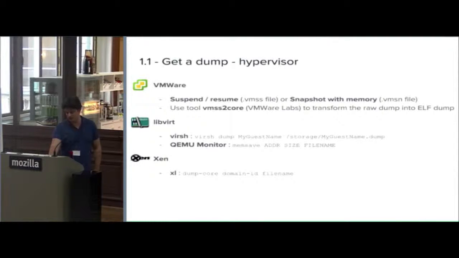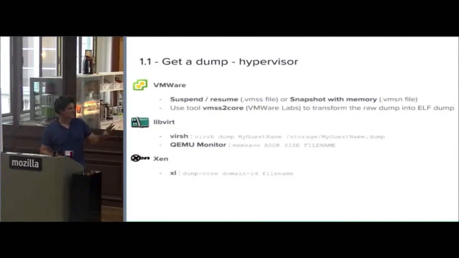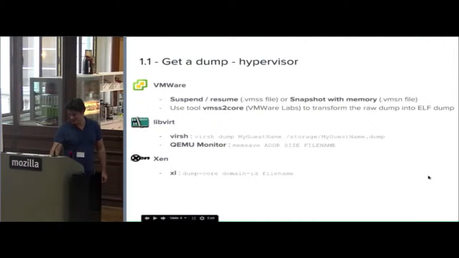If you're using libvirt, you can use virsh. So this command, virsh dump, my guest, to do a dump yourself. You will be doing the dump on the host. QEMU is the same thing, memsave. For this, I didn't try it, but if somebody has some information about how to get the addr size argument, it would be good. For me, I only use virsh. And on Xen, you also have the xl command to trigger the memory save.